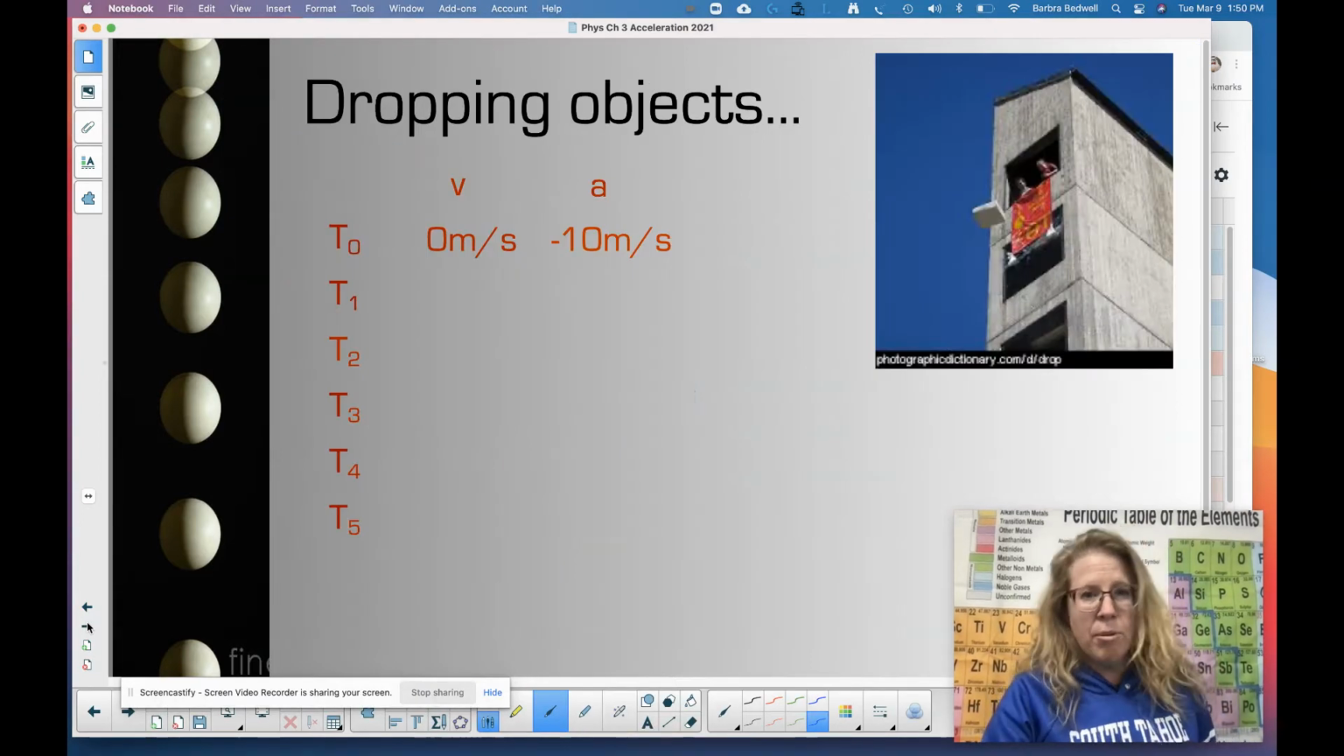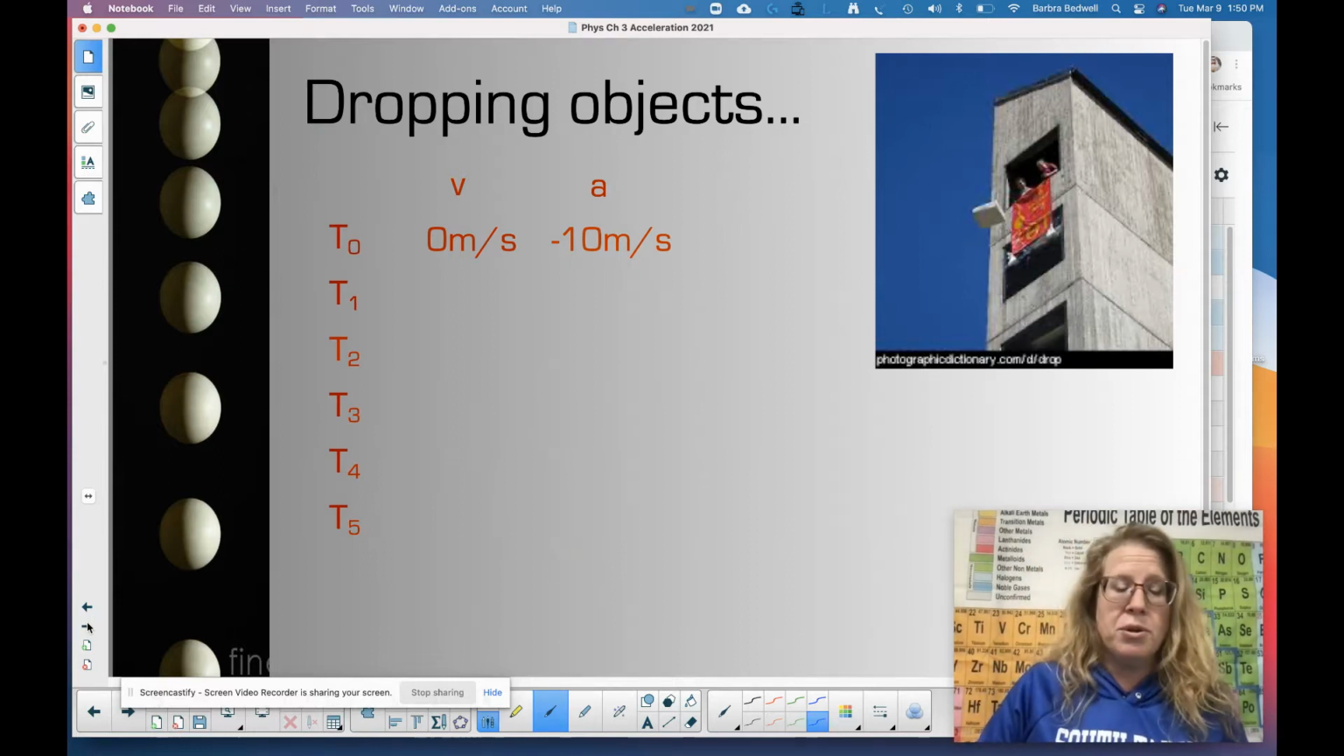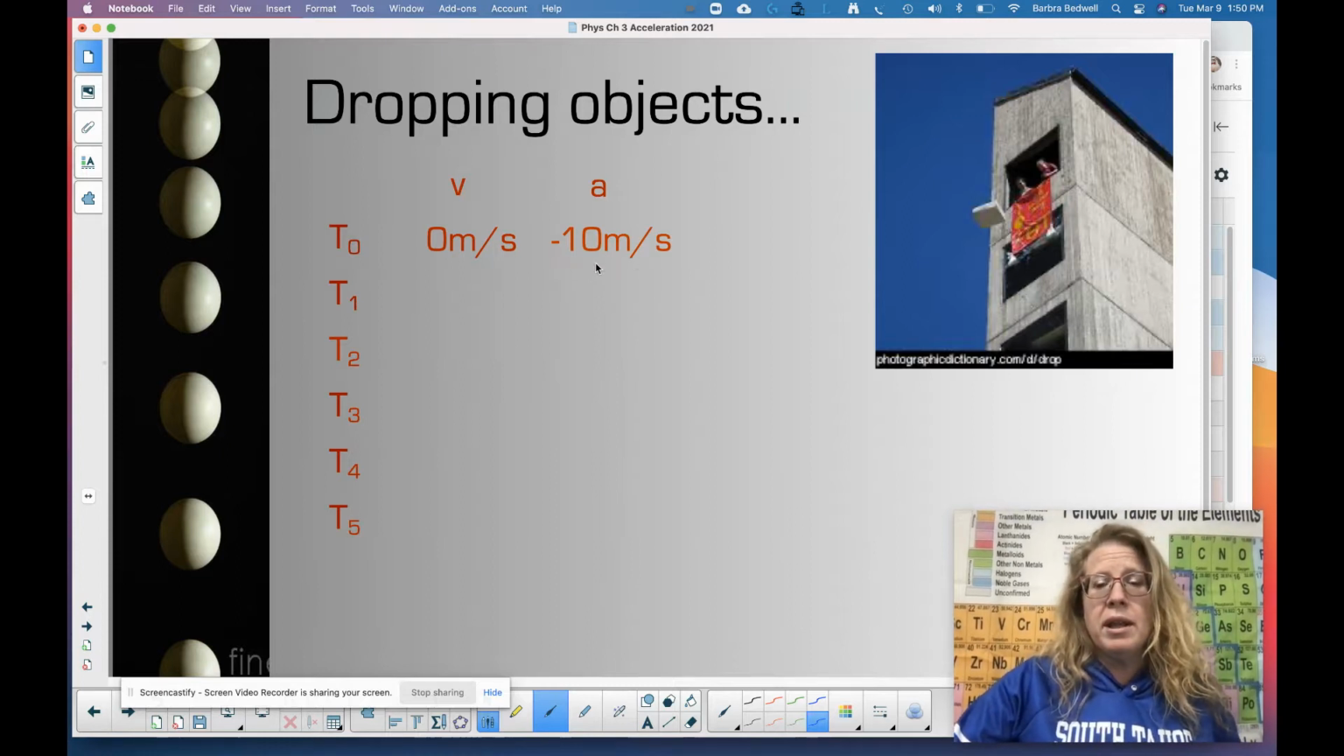So the first thing to know about this is to think about what happens in terms of speed when you drop something. For the purpose of what I'm doing right now, I'm going to abbreviate, or simplify, acceleration due to gravity. We're just going to call it negative 10 meters per second squared.